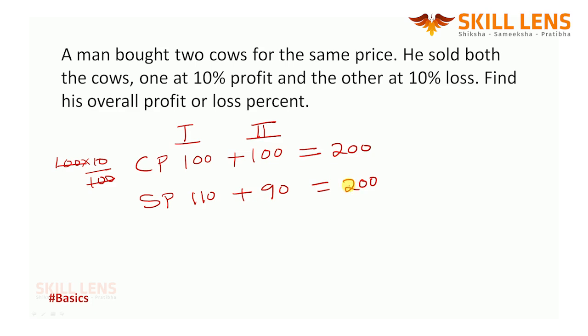So here one interesting point is this. Whenever a man buys cows, chocolates, sanitizers, anything for the same price, and one he sells at some X% profit and another is sold at X% loss, your answer is always no profit, no loss. This is very, very important. Whenever you come across this type of question, directly your answer is no profit, no loss, or you can say 0% profit or loss.